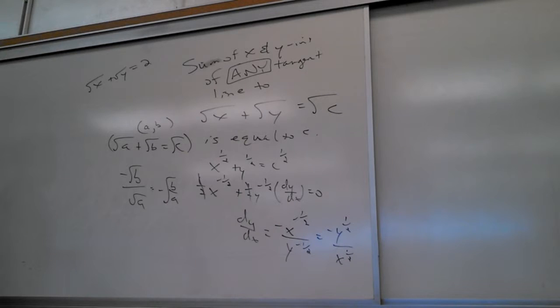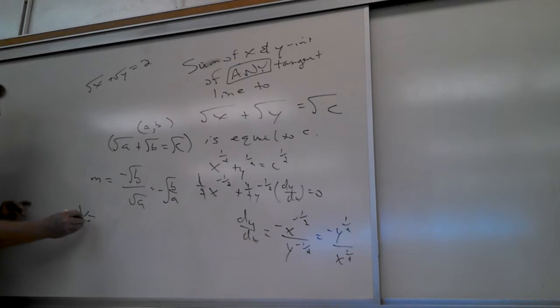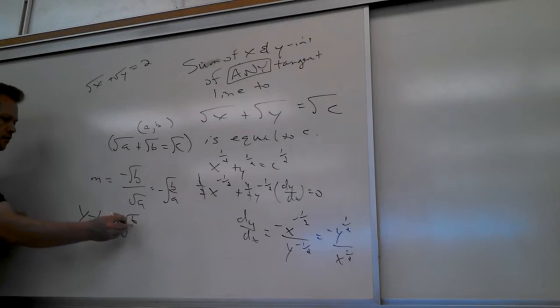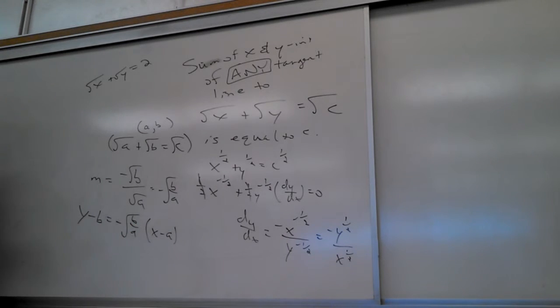So then you find the slope. That's the slope. So it would be y minus b equals negative square root of b over a, times x minus a. Yeah. Sweet.